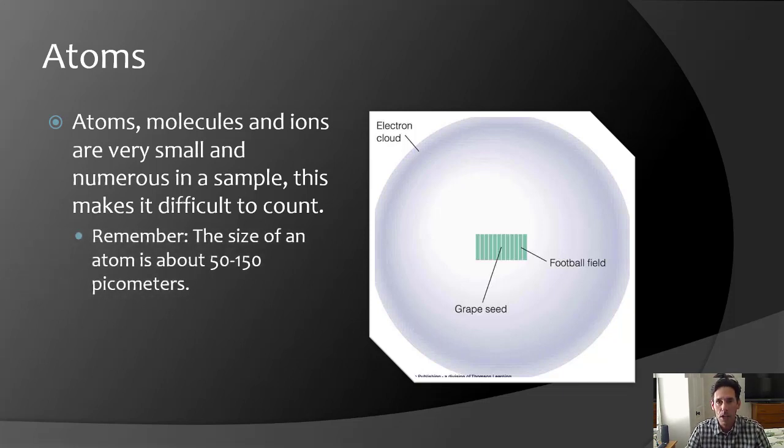To give you an idea of their size, they're 50 to 150 picometers. And you're like, what the heck is a picometer? Well, imagine taking a meter, and then taking just a millimeter and dividing it by 1,000. That would be 1 micrometer. Now take a micrometer and cut that into 1,000 segments. Now you have a nanometer. And if you take a nanometer and cut that into 1,000 segments, now you have a picometer. So we're talking about something that is ridiculously small.